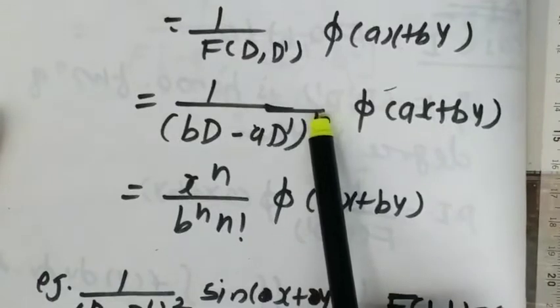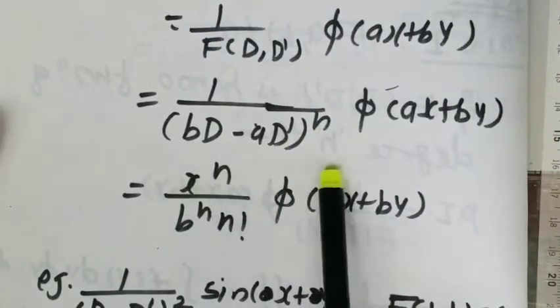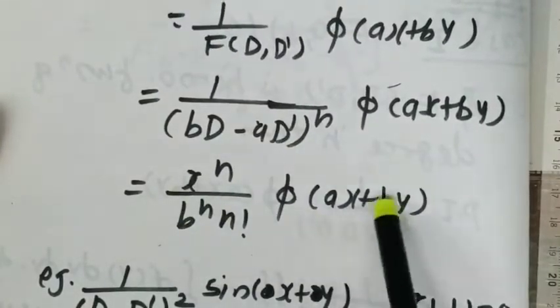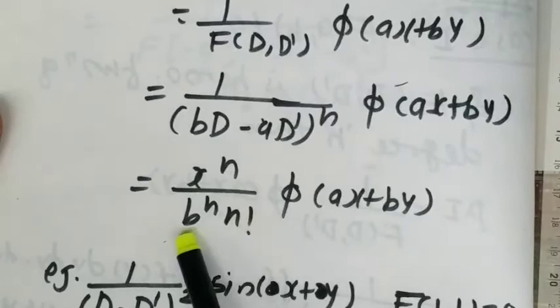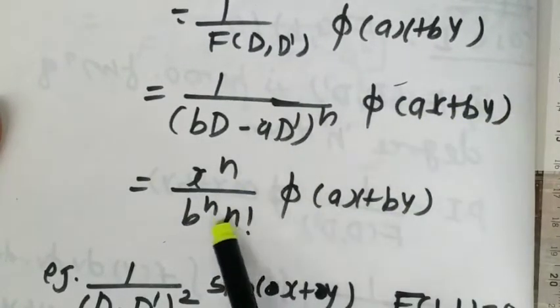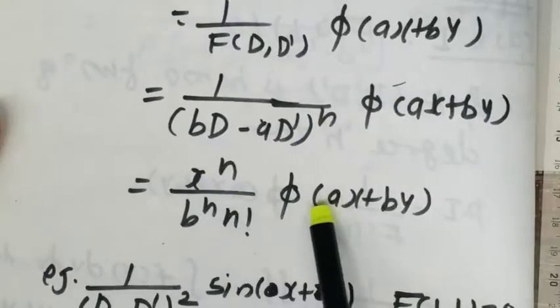So whether the factor is not repeated or is repeated n times, in that case the solution can be directly written from this formula: x raised to n by n factorial times b raised to n, times phi of ax plus by. So we take the value of b raised to n, and the power of x is n, with n factorial. Okay, so this is the formula.